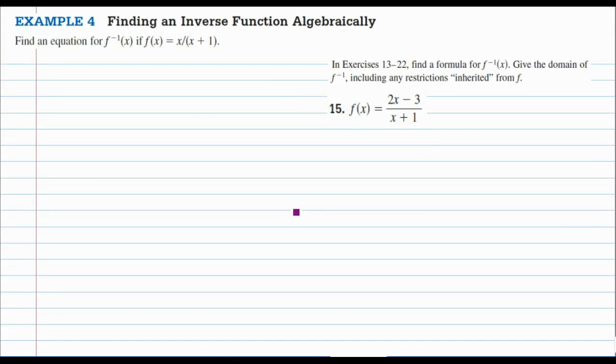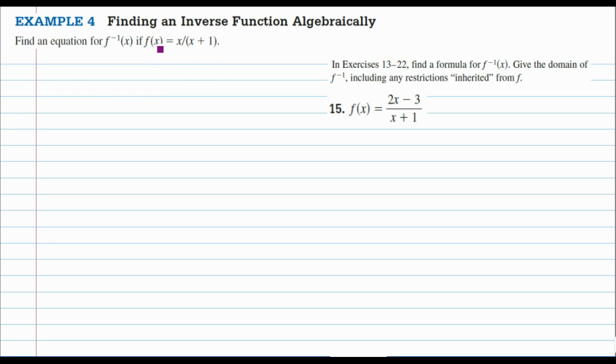This is the screencast for section 1.5, example 4. We're going to find an inverse function algebraically. Find an equation for f to the negative 1. This does not mean 1 over f. This actually symbolizes the inverse function of f of x, if f of x equals x over x plus 1.